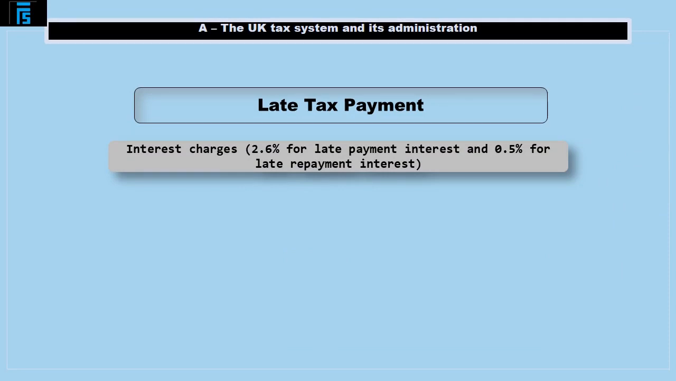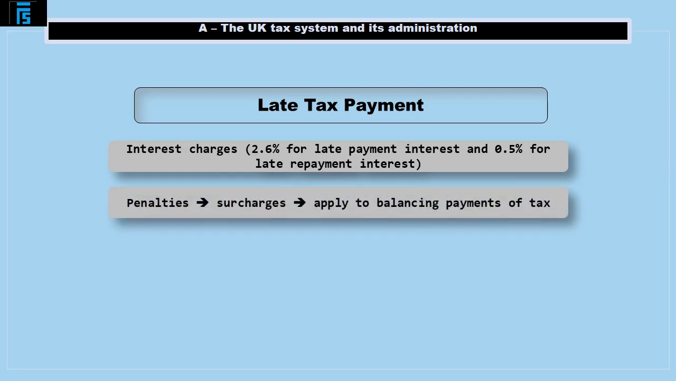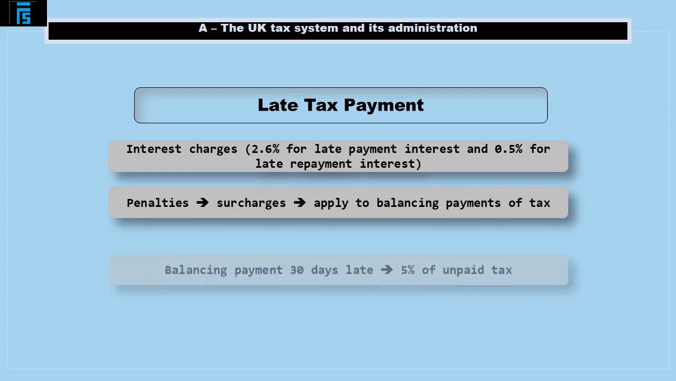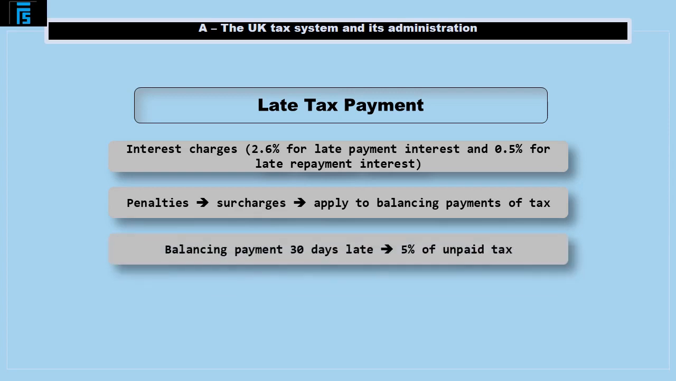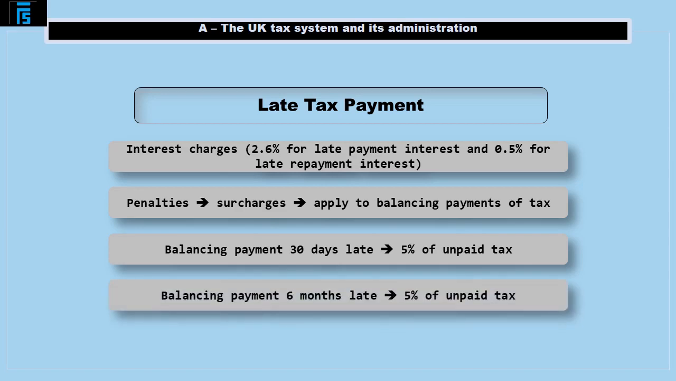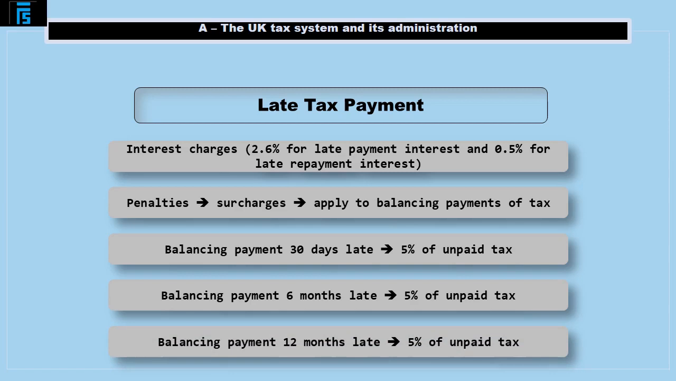The relevant rates as given in your rate sheet are 2.6% for late payment interest and 0.5% for late repayment interest. In addition to this, penalties may be applicable. These are generally referred to as surcharges and only apply to balancing payments of tax, not to payments on account. The first surcharge applies where the balancing payment is 30 days late and charged at 5% of the unpaid tax. A second surcharge applies where the balancing payment is 6 months late and charged again at 5% of the unpaid tax. A third and final surcharge applies where the balancing payment remains unpaid 12 months after the due date, again at 5% of the unpaid tax.